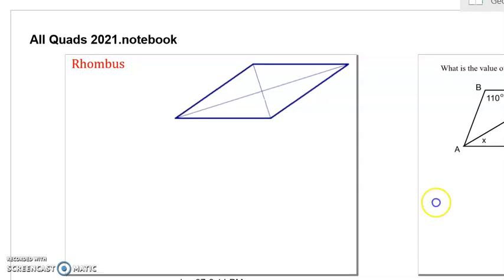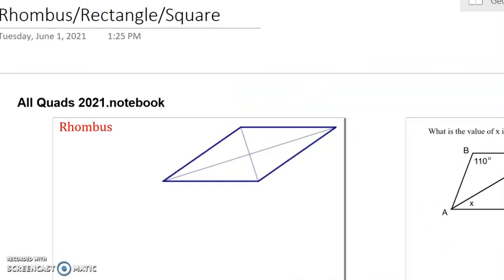Hello everyone. Today I'm going to cover just a rhombus and a rectangle. We'll do the square when we come back to class together. So today I just want to focus on the properties of a rhombus and a rectangle.